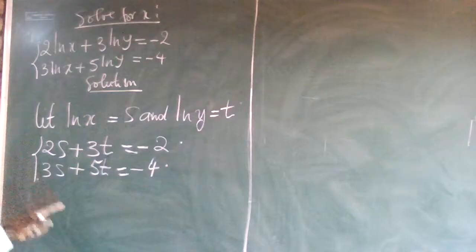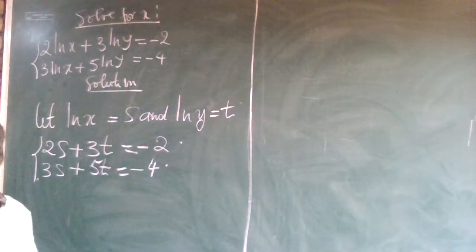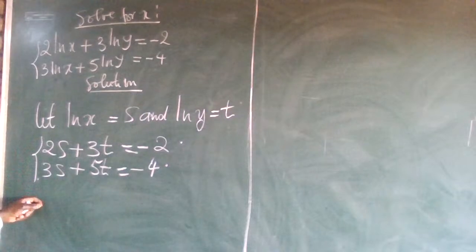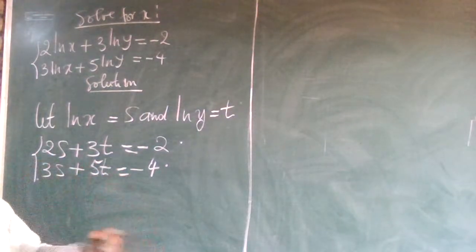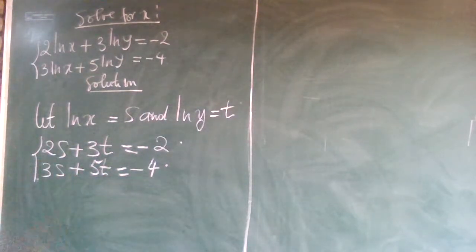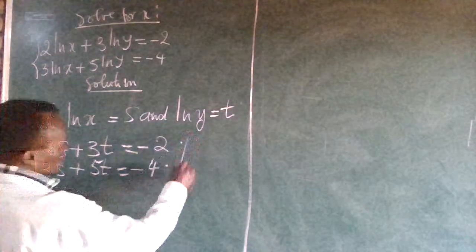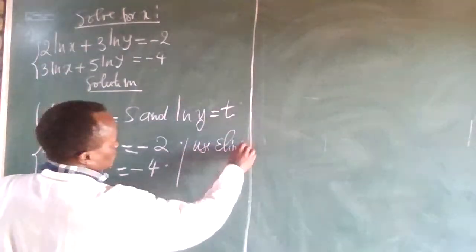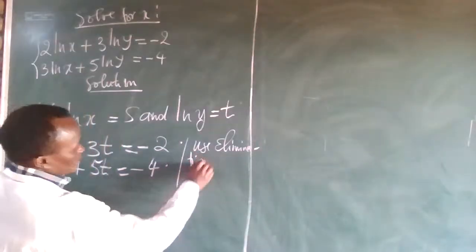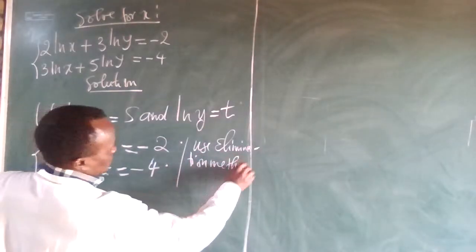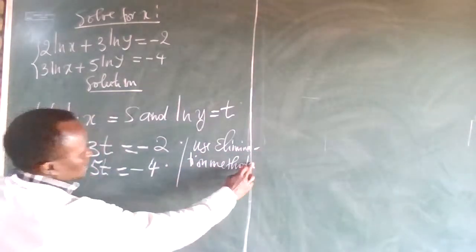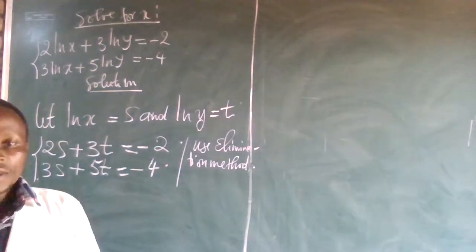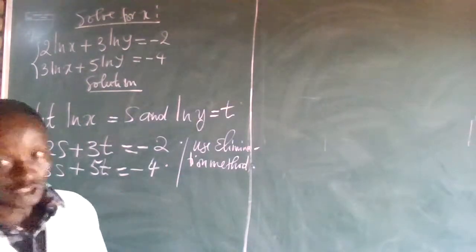We also saw the methods used for solving simultaneous equations. Now here we should choose one among 4 methods. We are going to use the elimination method, so let us use the elimination method for solving this simultaneous equation.